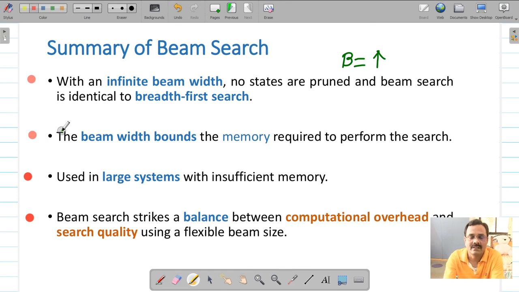In next class, we will discuss another variation of heuristic search algorithm, which is called Tabu search algorithm.